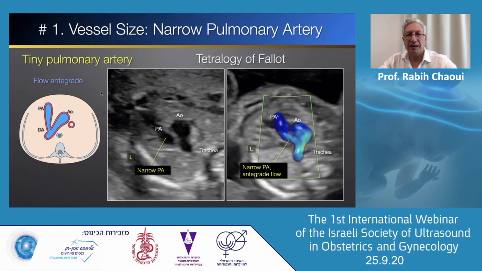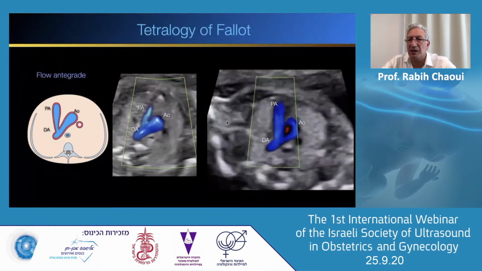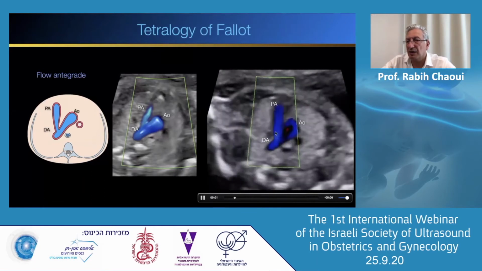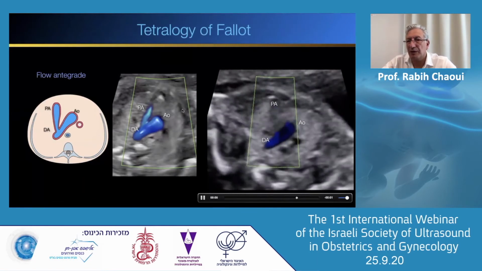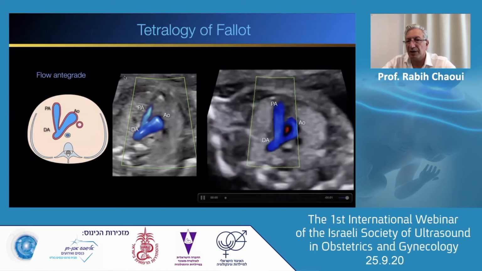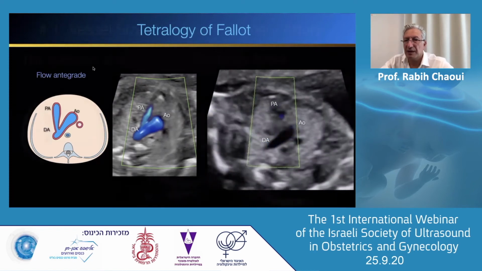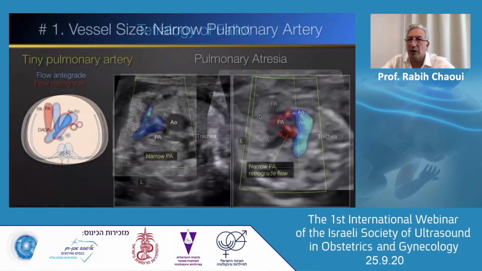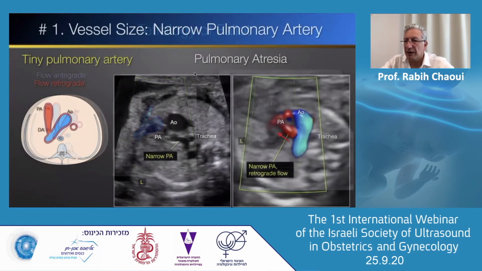And then this can be observed in tetralogy, but you need additional signs in tetralogy. But you see here an example of how the pulmonary artery, when it's narrow, enters the aortic arch from the side. So this is something typically found in the three-vessel trachea view, as seen in this case. Or here, as I told you before, reversal flow observed in pulmonary atresia.